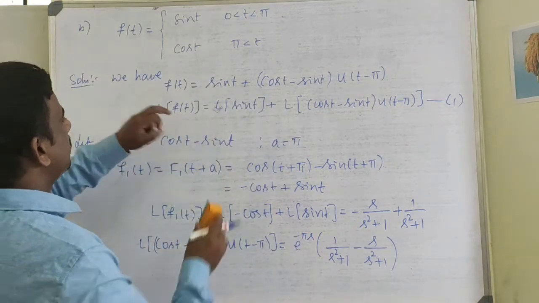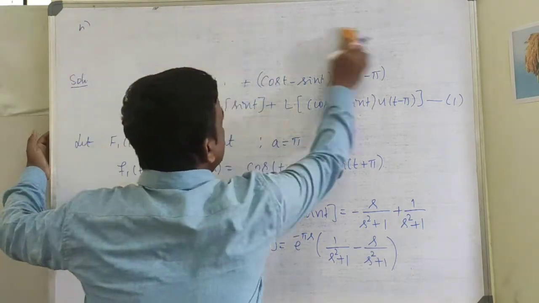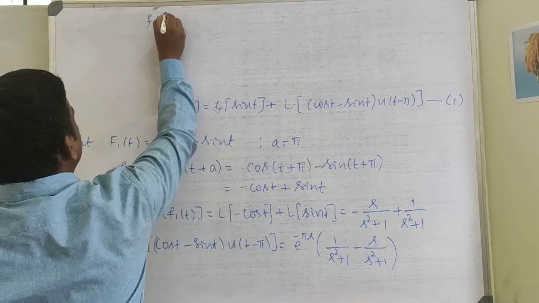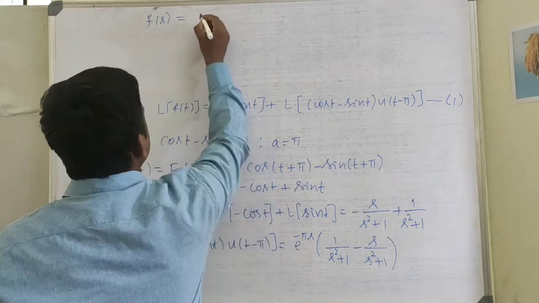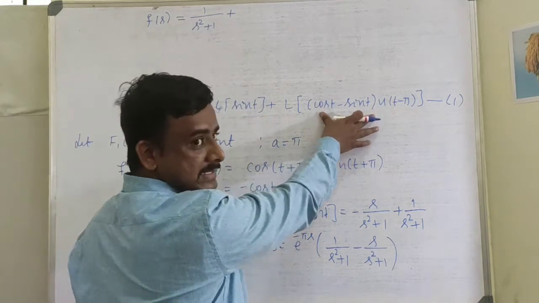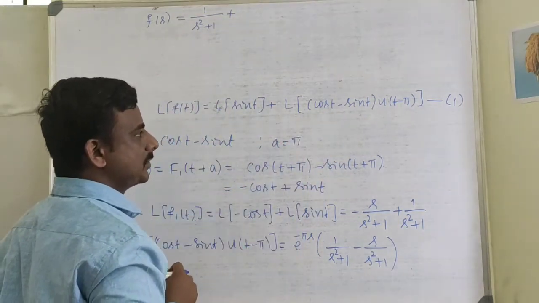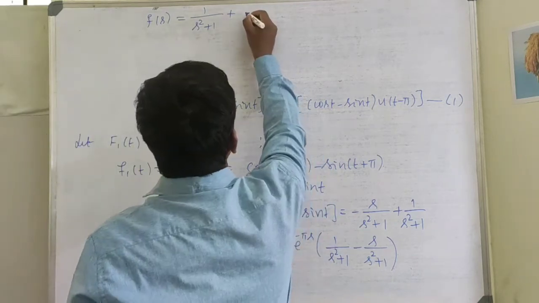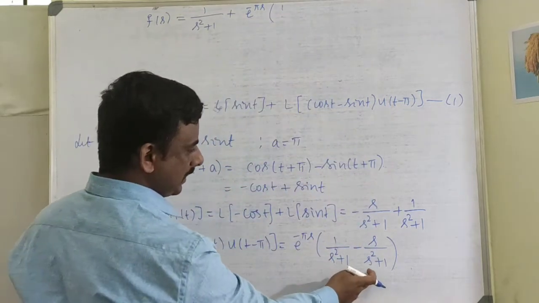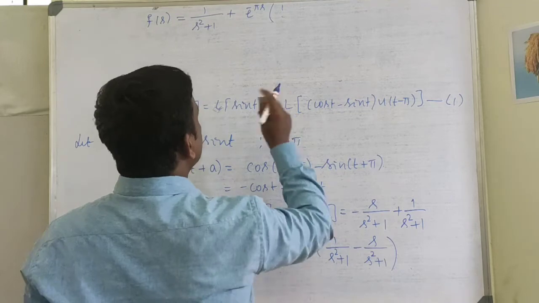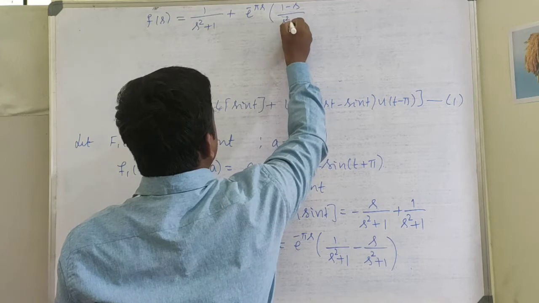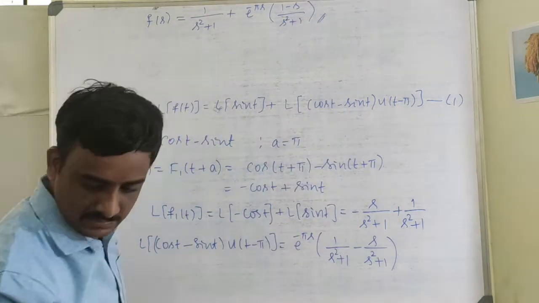Now the Laplace transform of f of t, that is F of s, equals the Laplace transform of sin t, 1 by s square plus 1, plus the Laplace transform of the second term, (cos t minus sin t) times u of t minus pi, that we have computed here: e power minus pi s into (1 by s square plus 1 minus s by s square plus 1). Since we have a common denominator, I can write this as (1 minus s) divided by s square plus 1. So that completes the solution.